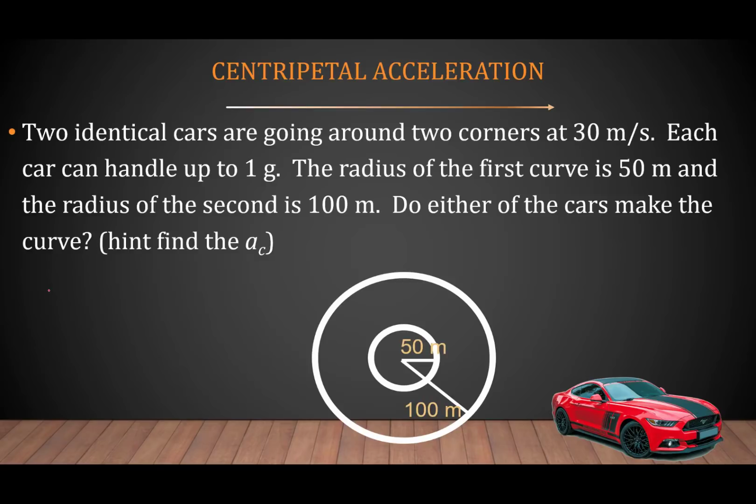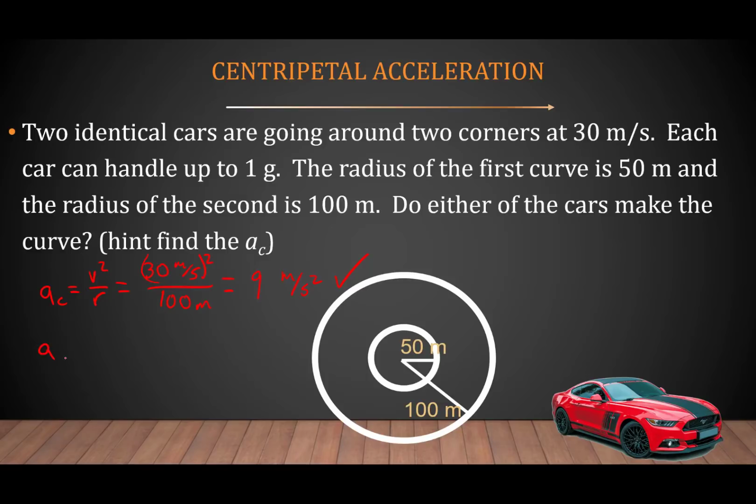So let's find the centripetal acceleration. a_c equals v squared over r. For the first curve, it's going to be 30 meters per second squared over r, which is 100 meters. That gives us the acceleration, 30 squared over 100, equals 9 meters per second squared. I'm not worrying about sig figs. So 1 g is equal to 9.8 meters per second squared. This is less than 1 g, so it will make the turn on the 100 meter curve.